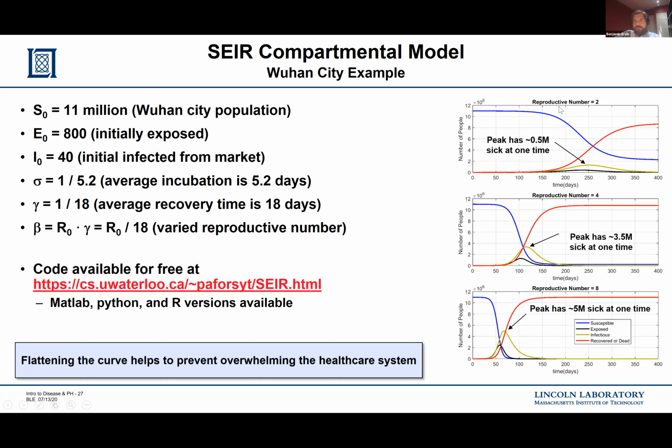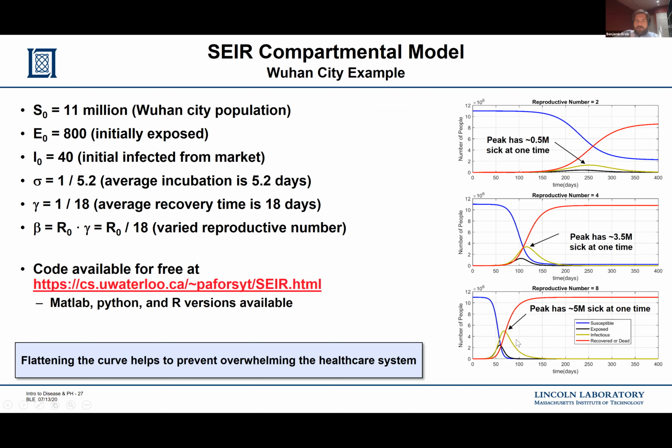And so this top plot is the reproductive number of 2. So every person on average infects 2 other people, 4 other people, 8 other people. And you can see that when the peak of the infections comes in, in the case of reproduction number 2, you have 500,000 people sick at one time. With 4, you have 3.5 million people sick all at once. And with the reproductive number of 8, you have 5 million people sick all at once.